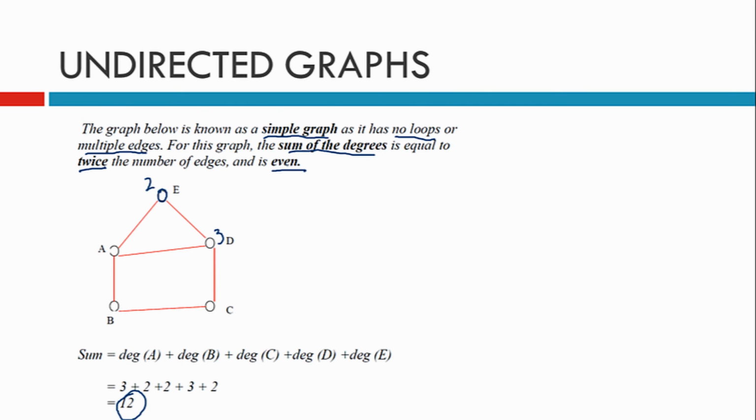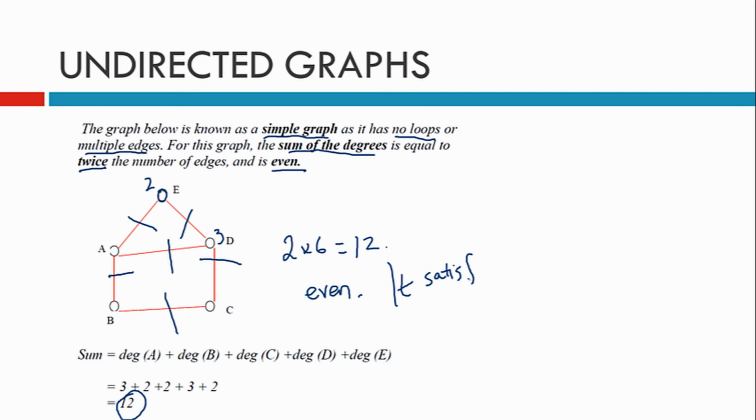Okay, 12. So it is even. We've worked that out. And it's twice the number of edges. Let's count the edges. 1, 2, 3, 4, 5, 6. Twice, 2 times 6 is 12. Okay, so for a simple graph, that actually works out. So be aware of that. Sometimes it's easier to quickly work that out if required.